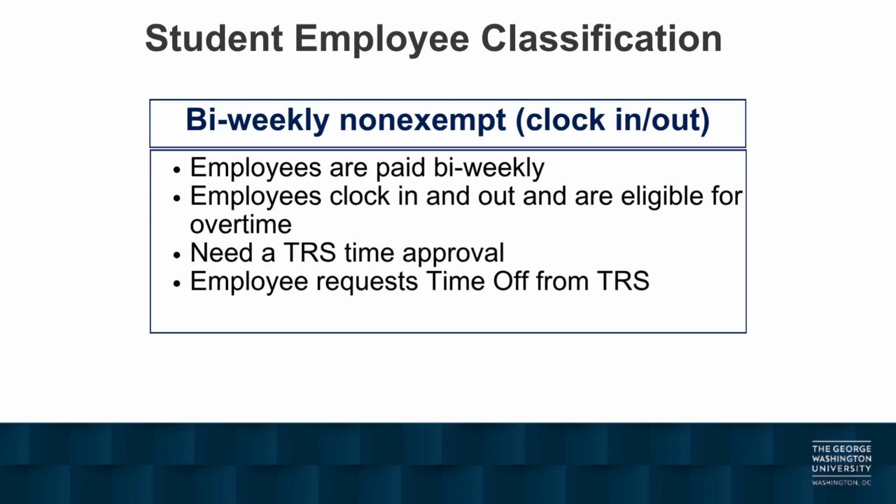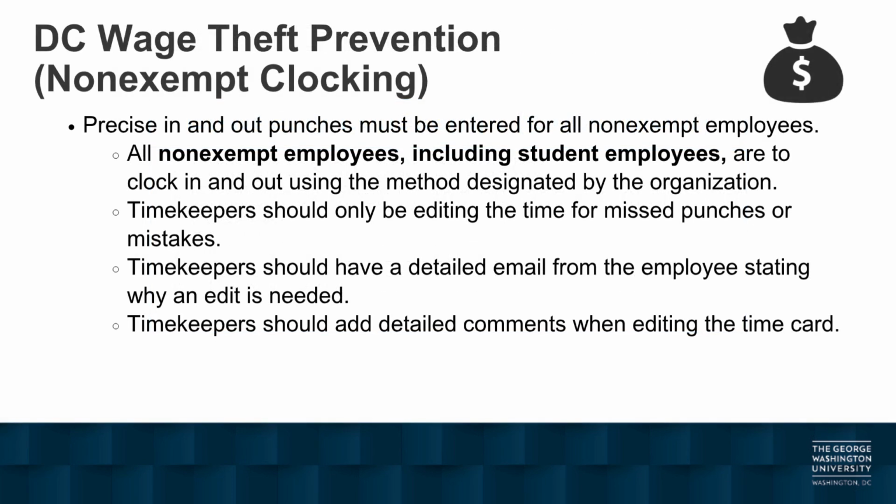The student employee classification for the off-campus federal work-study programs is bi-weekly non-exempt, clock in, clock out. These employees are paid bi-weekly, clock in and out, are eligible for overtime, need TRS time approval, and can request time off within the TRS system. The DC Wage Theft Prevention Act covers non-exempt clocking.